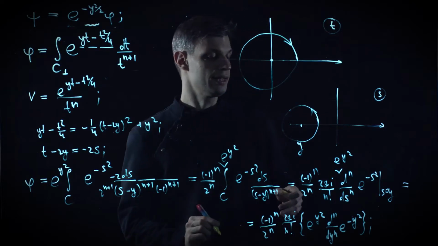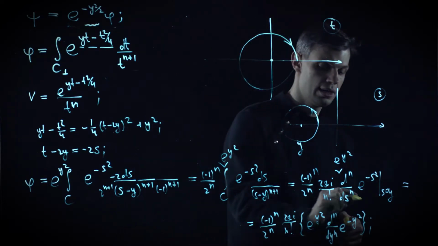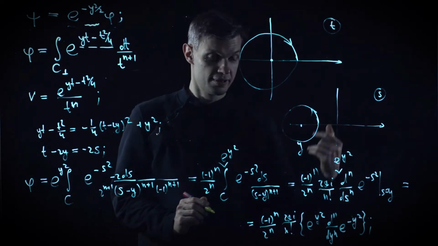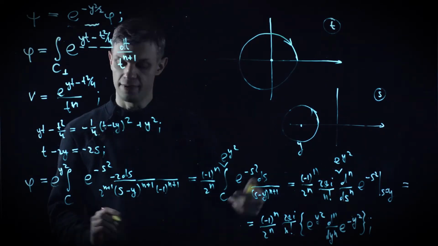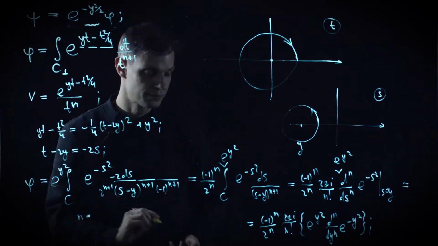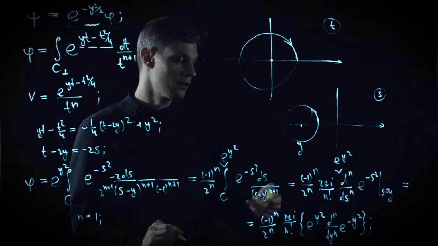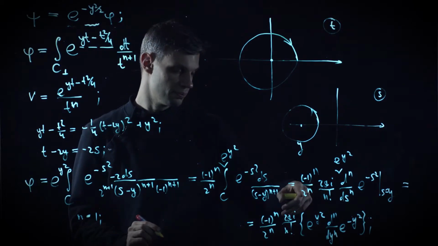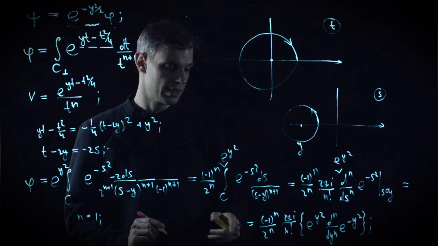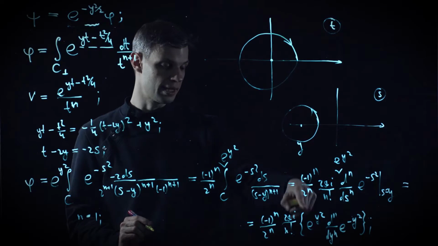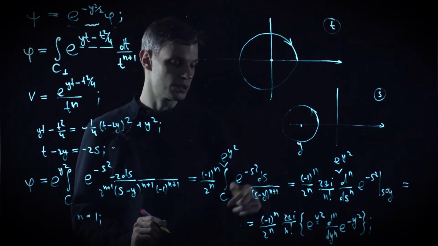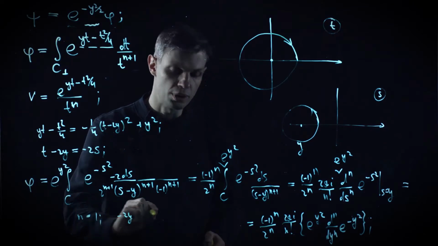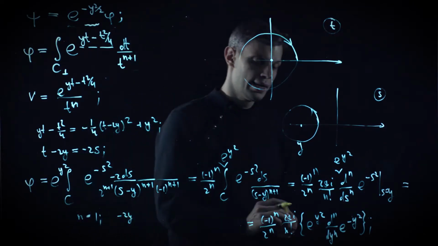So now let's study the structure of this expression in the curly brackets. For example, let's even take the first derivative. So if n equals 1, then the first derivative will simply give us -2y multiplied by e to minus y squared. And this e to minus y squared will cancel with e to y squared, and we'll simply have negative 2y in these curly brackets.